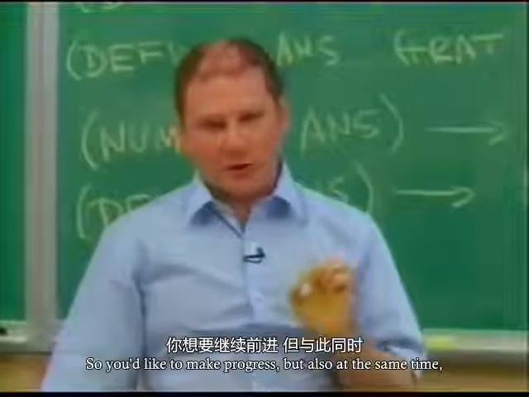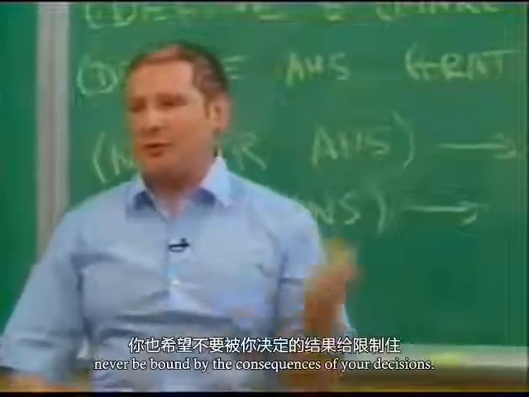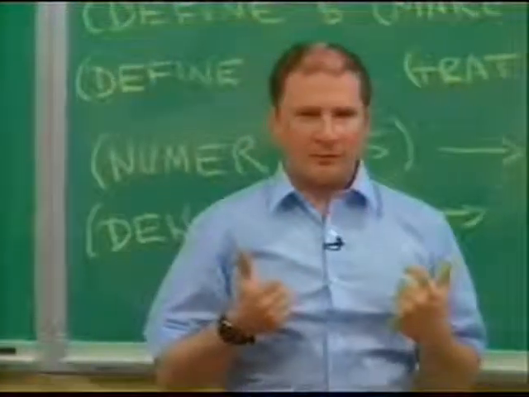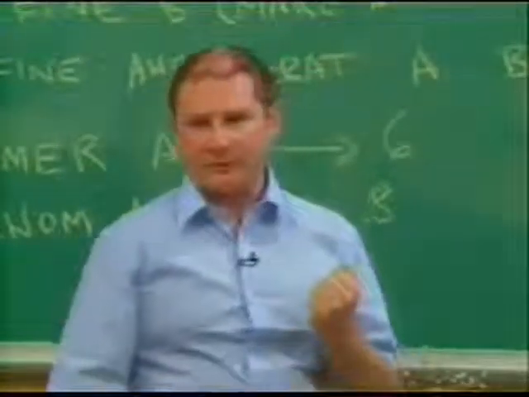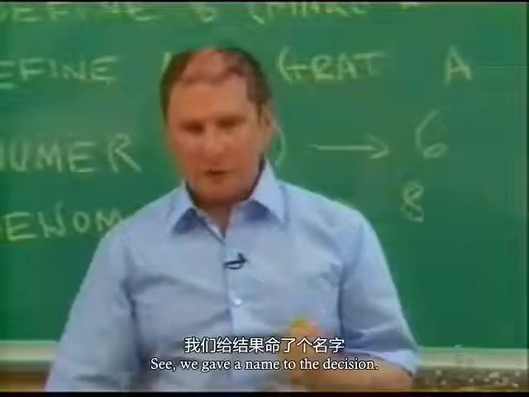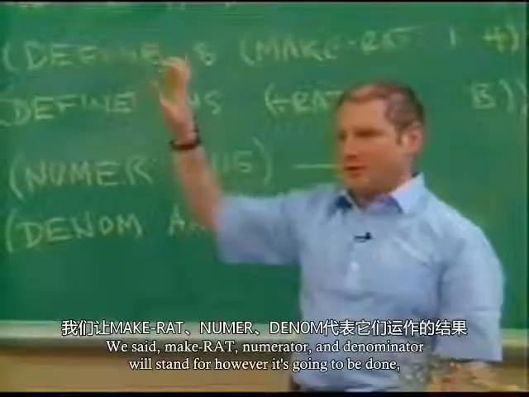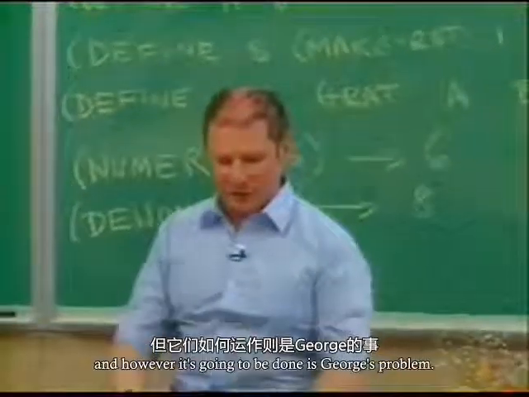So you'd like to make progress, but also at the same time never be bound by the consequences of your decisions. Data abstraction is one way of doing this. What we did is we used wishful thinking. See, we gave a name to the decision. We said, make-rat, numerator, and denominator will stand for however it's going to be done, and however it's going to be done, it's George's problem.